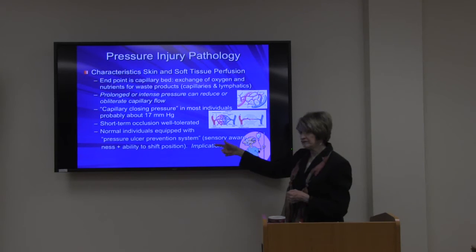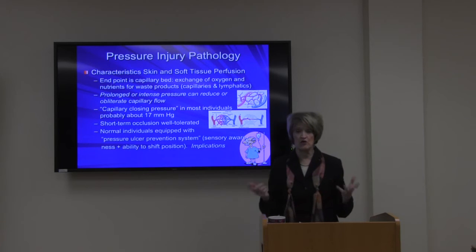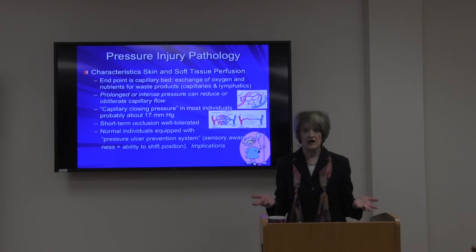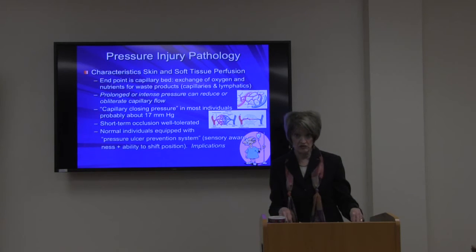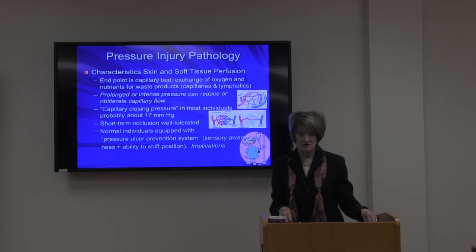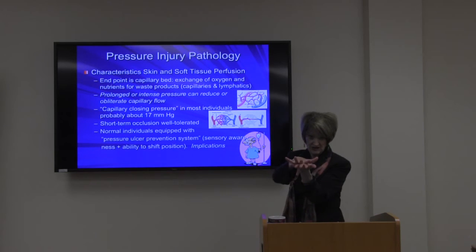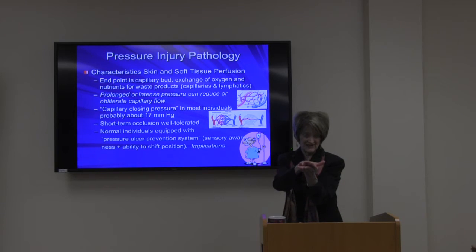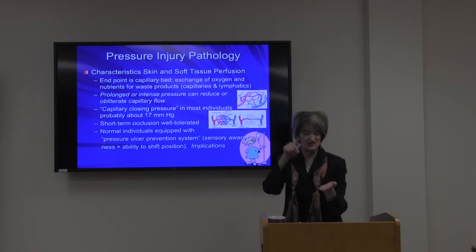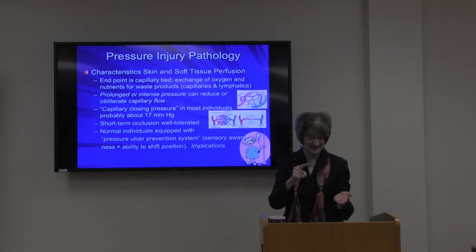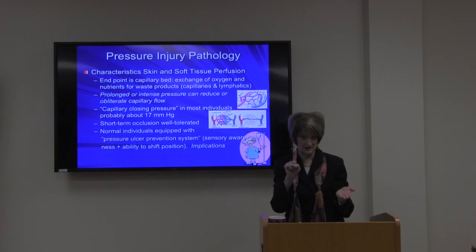Here's the second thing. We're all equipped with a pressure ulcer prevention system. As long as you can feel and as long as you can move, you will self-protect. So think what happens when you're sitting on those bleachers. Pretty quickly you get uncomfortable because that high level pressure shuts down blood flow. The tissues become rapidly ischemic. Ischemia hurts, so your tissues send a message to your brain that says, please shift your butts.